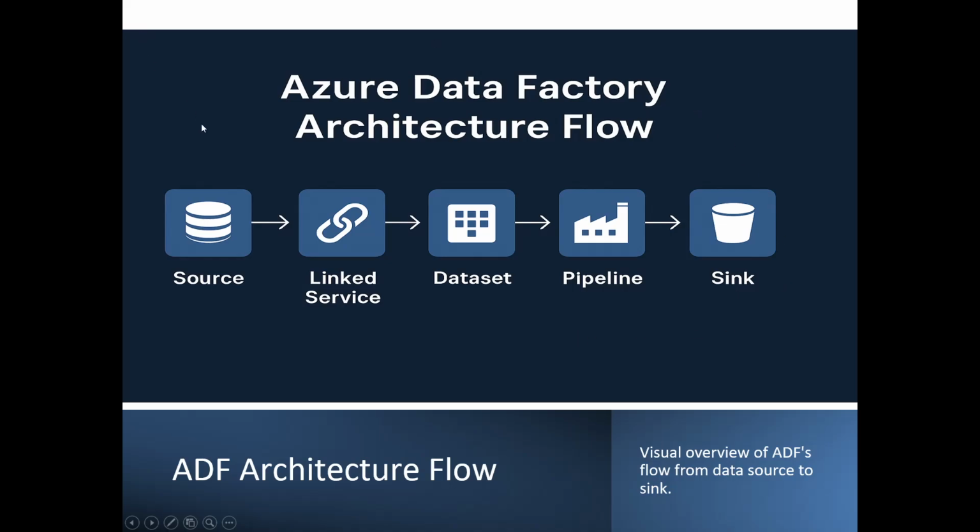So on a high level, this is the Azure data flow, which is we have our source, and then we have our link services. This will be explained more in the later services. Just understand what this overall architecture flow is. And then we have our data sets, and then we have our pipeline, and then we have our sinks. That's our destination.